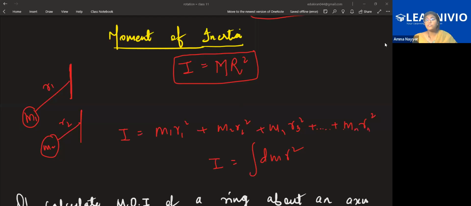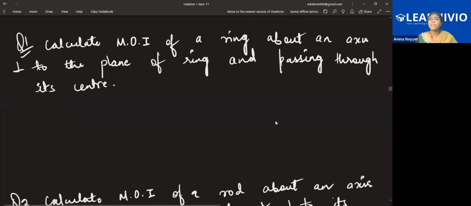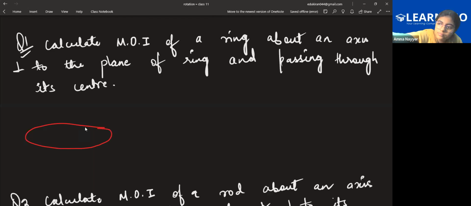One formula of ring which is commonly used. Calculate the moment of inertia of a ring about an axis perpendicular to the plane of the ring and passing through its center. You don't have to perform any derivation. This is a question, it's given in the form of a question. The answer you have to just remember. It means this is the circle. Look at it. This means this is the circle. Okay.